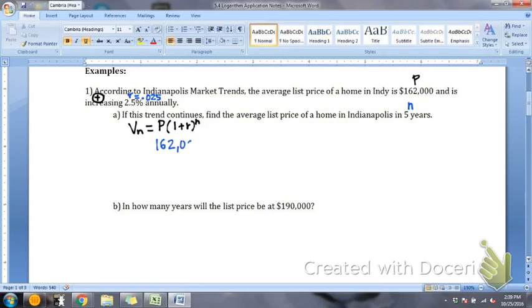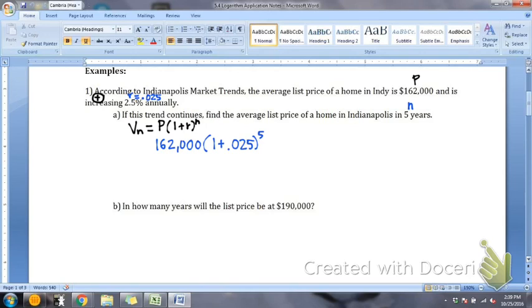We know our starting value is 162,000. We have our 1 plus our rate, which is 0.025, raised to the fifth power. Please don't skip any steps right now, because you're just learning this. So our rate is 0.025. We're raising it to the n power, which we said was 5. Does anyone have any questions at this point about why something got plugged in where?